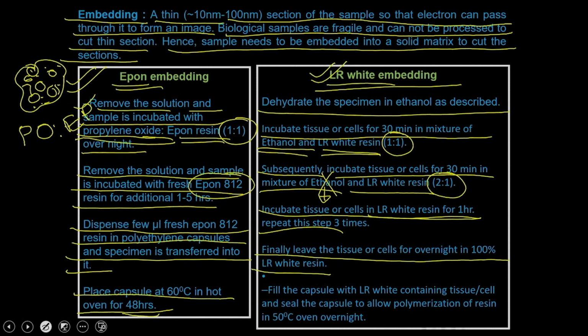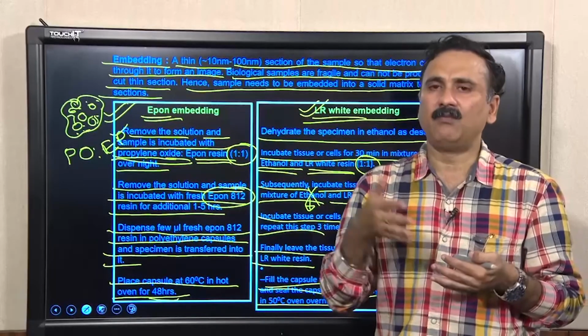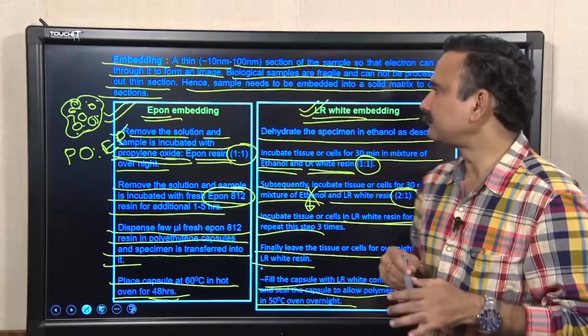And then you again do the same thing: you fill the capsule with the LR white containing tissue and seal the capsule to allow polymerization of the resin at 50° overnight in the oven. So, the process remains the same, except that you have two different types of matrices you can use to prepare the sample for cutting the sections.